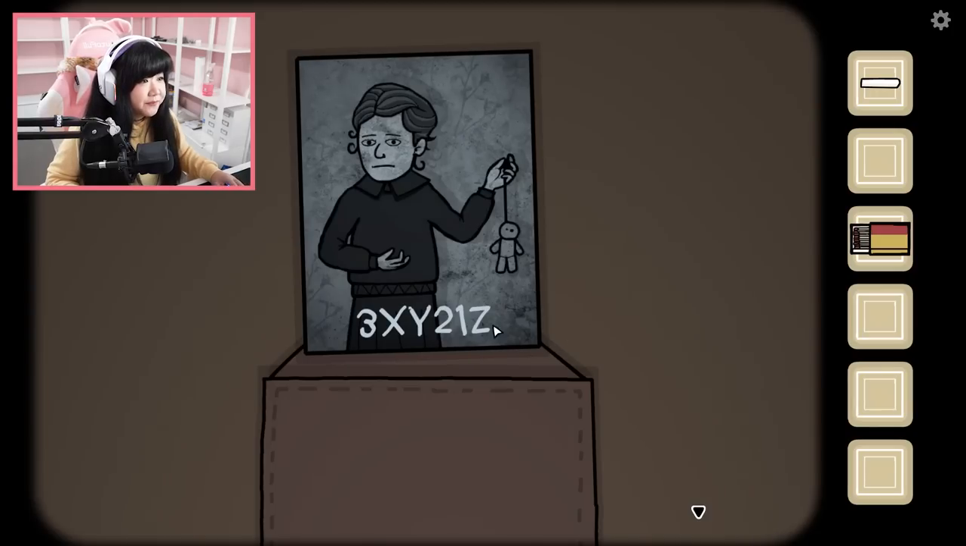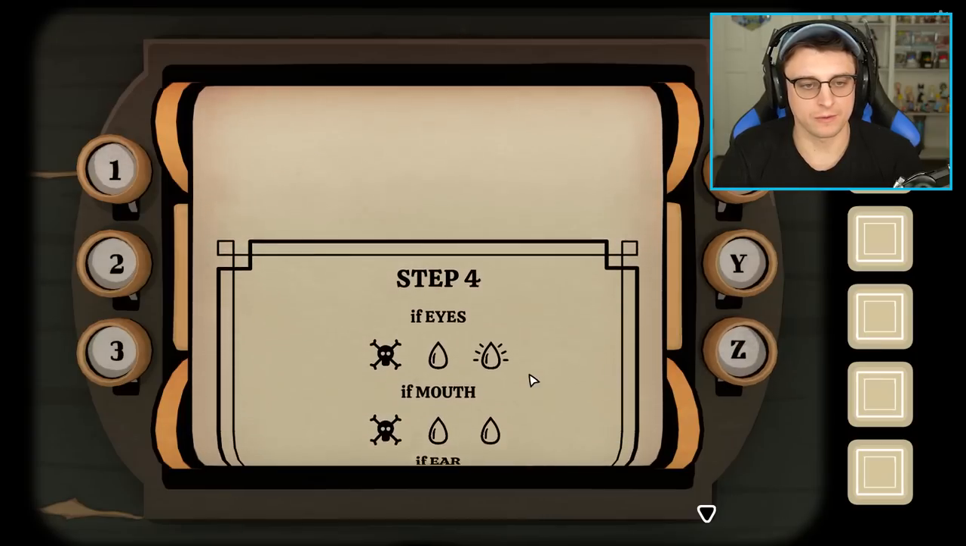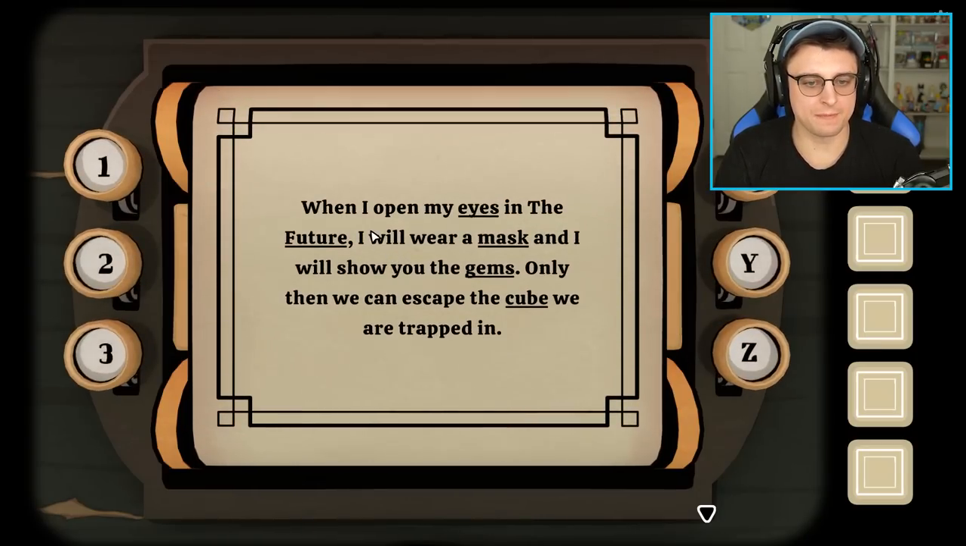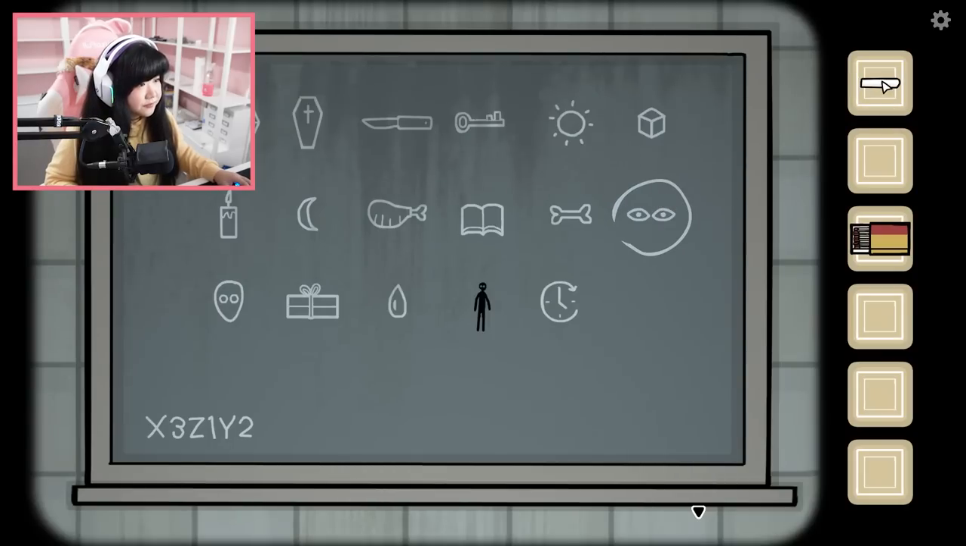Oh, I have a code. What's the code? 3X. Yep. Y2. Yep. 1Z. Okie dokie. It's a girl holding a voodoo doll with a string. It says, when I open my eyes in the future, I will wear a mask and I will show you the gems. Only then can we escape the cube we're trapped in. And it has the underlined things again. Eyes. Future. Mask. Gems. Cube.